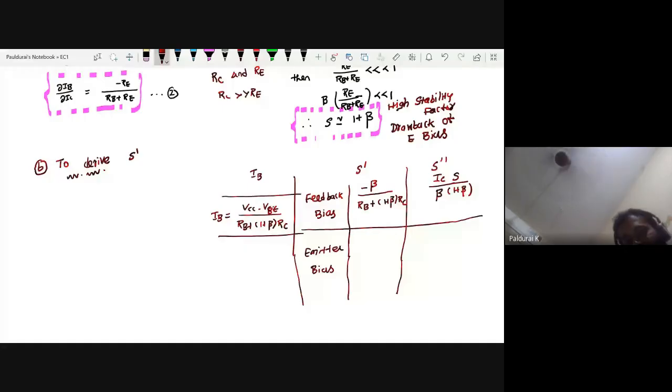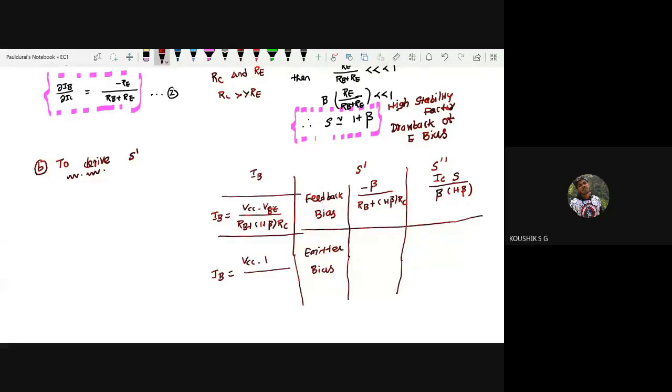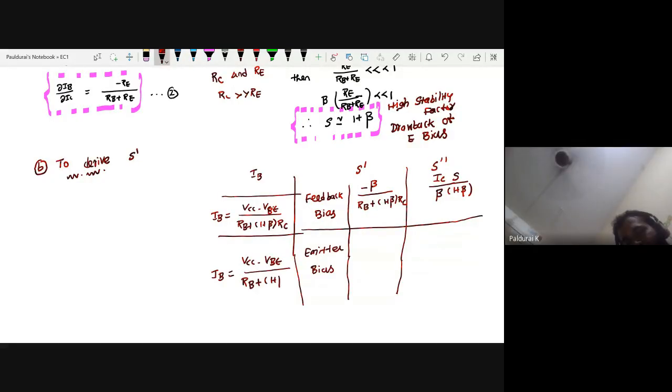Okay, what is the IB value for emitter bias? VCC minus VBE divided by RB plus 1 plus beta times RE. So what is the difference? RC is replaced by RE. So it's a very important point. RC is replaced by RE. So what would be the S dash for emitter bias?